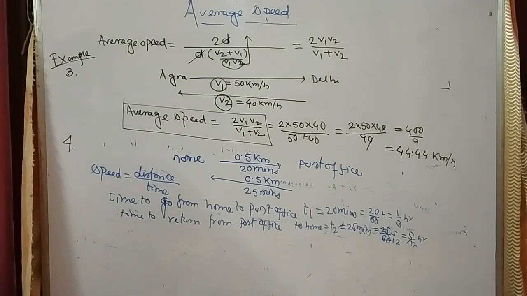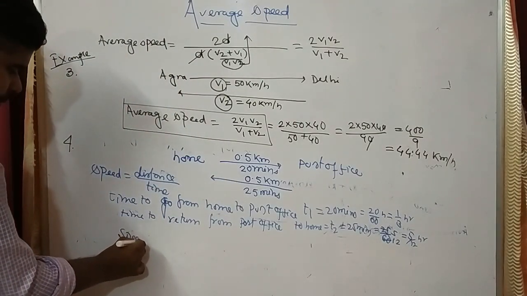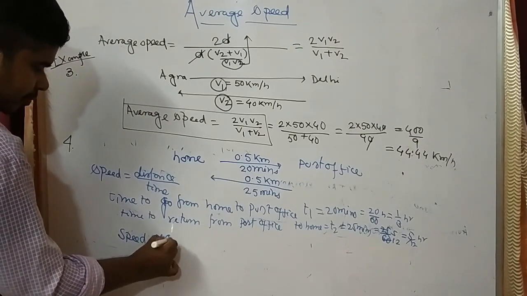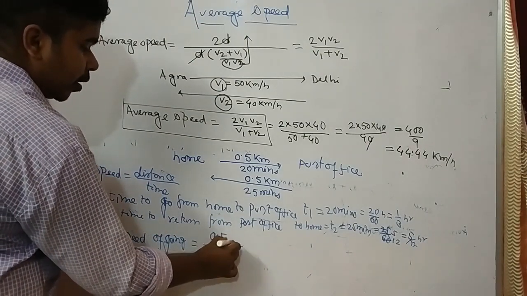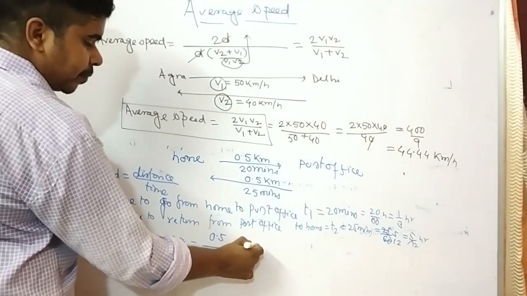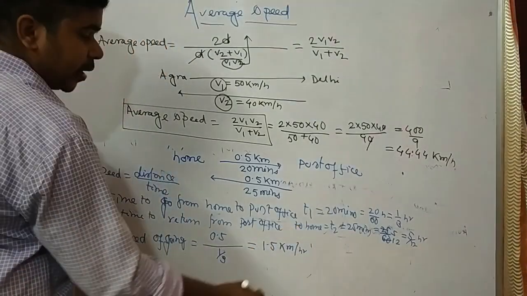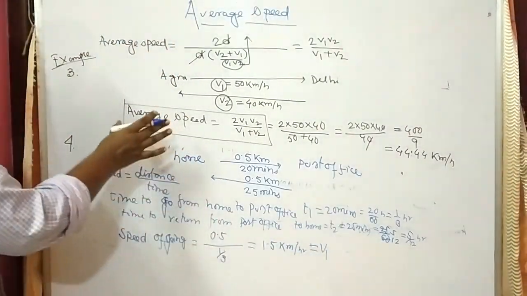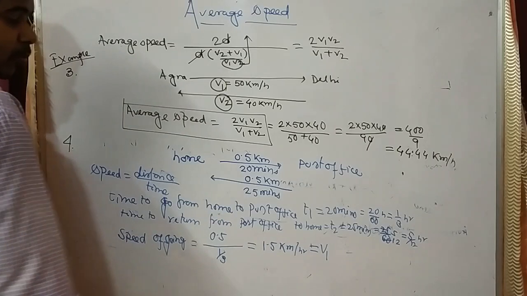Now can we find the speed, because distance is given? Let's do it here only, because after that we have to remove it and we'll go there. So the speed of going, how much is it? The distance is 0.5 and the time taken at the time of going is 1 by 3 hour. So 3 will come up. So it is 1.5 kilometer per hour, and that will be our speed V1, because that is the speed at which we went from home to post office. Okay, so that is 1.5 kilometer per hour.